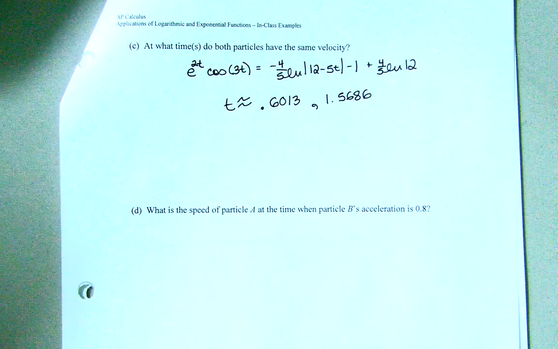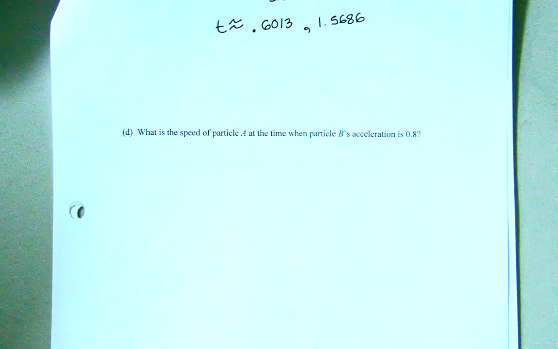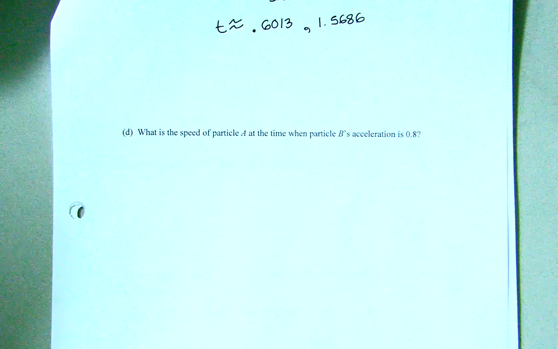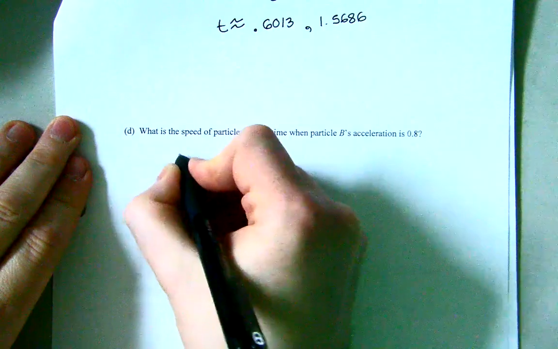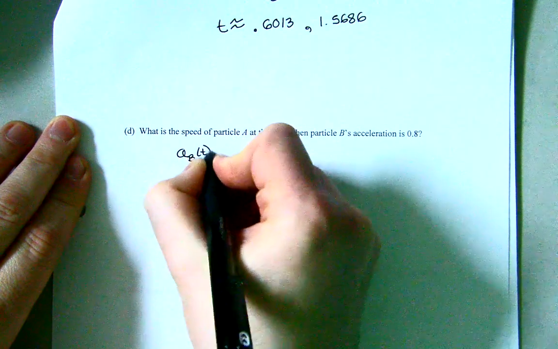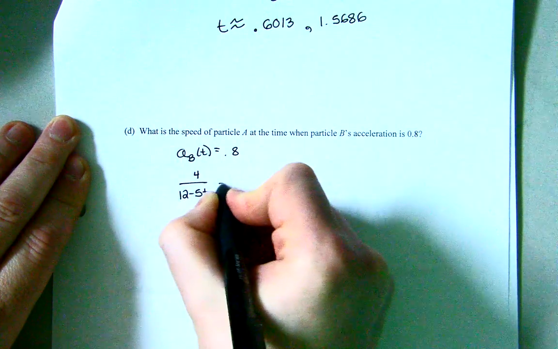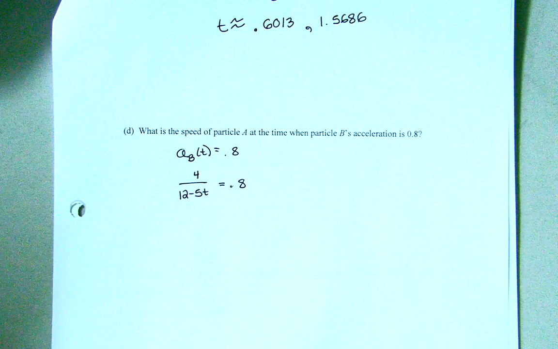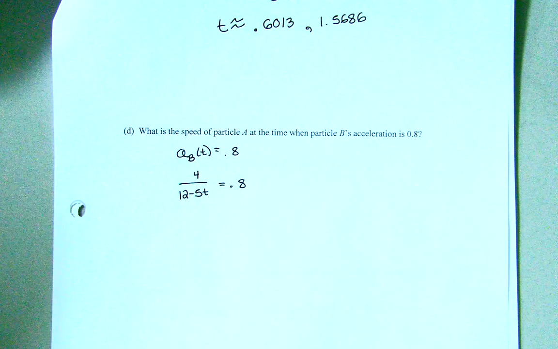What is the speed of particle A when particle B's acceleration is 0.8? How would I even start to approach something like this? Okay, let's figure out when B has an acceleration of 0.8. So I'm going to set the acceleration of particle B equal to 0.8. That gives me 4 over 12 minus 5t equals 0.8. I don't think this has to be solved by graphing. I think you can use some algebra here. Cross multiply, solve that thing. And it'll be a nice enough time, like a terminating decimal.